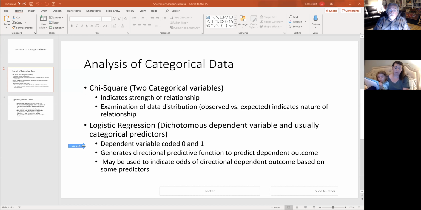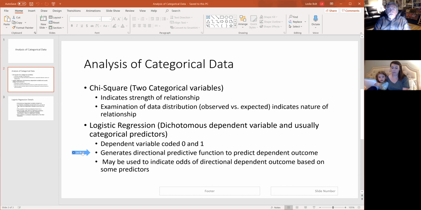In logistic regression, the dependent variable is always coded 0 and 1. And there can only be 2 levels. It has to be a dichotomous variable with only 2 levels. What it does is generate a directional predictive function to predict the dependent outcome. In other words, it predicts which category, 0 or 1, subjects will end up in.